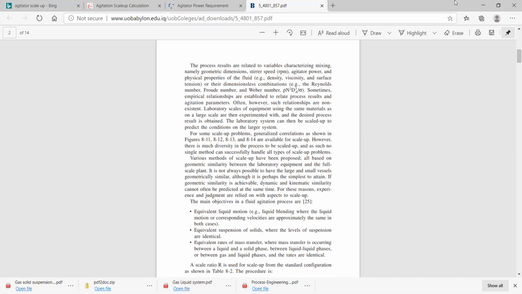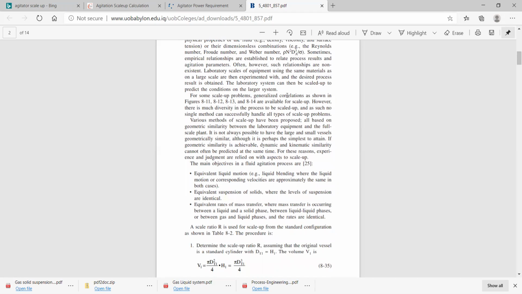scale up problems, a generalized correlation is shown. However, there is much diversity in the process to be scaled up, and as such no single method can successfully handle all types of scale up problem. Various methods of scale up have been proposed. All are based on the geometric similarity between the laboratory equipment and the full scale plant.